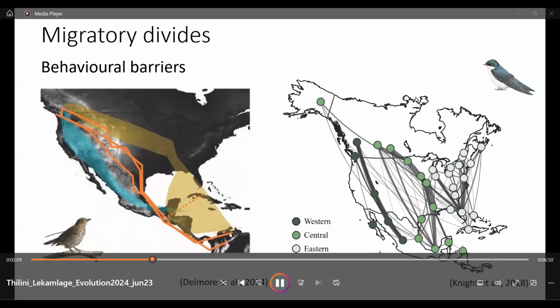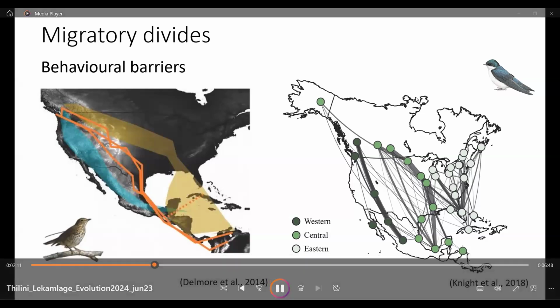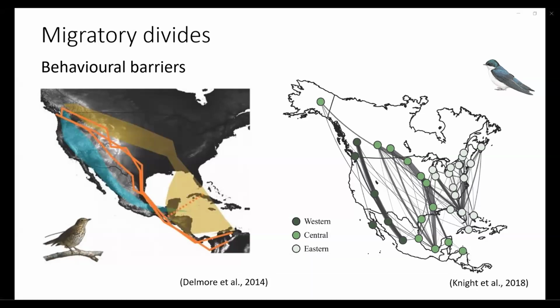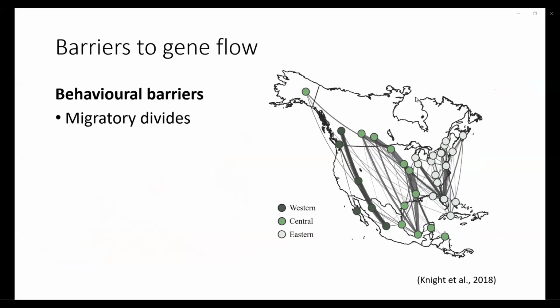Depending on the routes they choose, some populations may arrive late to their breeding grounds, which can act as a pre-zygotic barrier. Here are some examples of different migratory routes taken by different populations to reach their overwintering sites. So these migratory divides will be considered as behavioral barriers to gene flow.